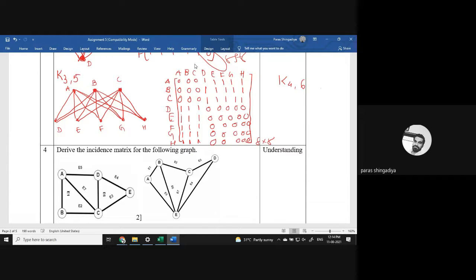Yeah, all of you have done it. K46 graph, 4 vertices and 6 vertices in the second set.